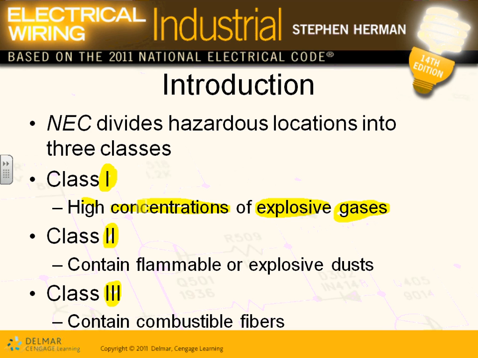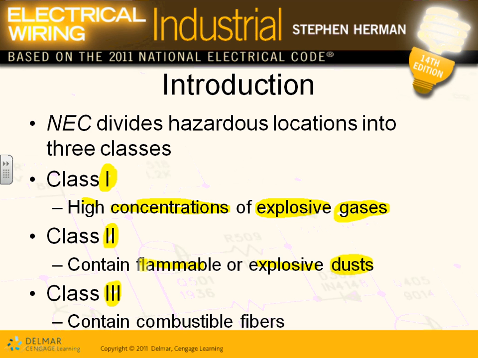Okay, Class 2 location. The word for Class 2 location, guys, is the word dust. Any combustible dust or flammable dust or explosive dust that you have in any area will qualify. The key word is dust here. Flammable dust, metallic or non-metallic dust that's flammable or combustible. Any area like this will qualify you as a Class 2 location.